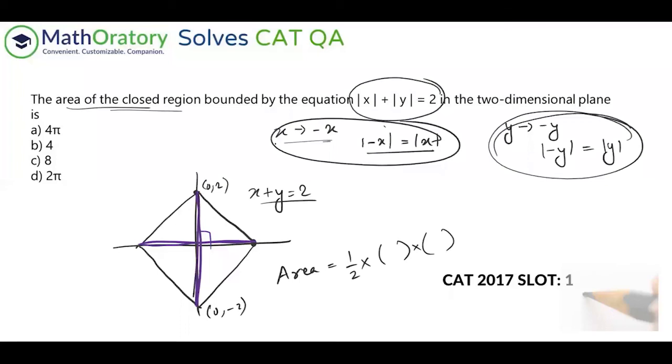So the length of the diagonal is 4. Because this is 4, this is also 4. You can even figure this out. So half into 4 into 4, that is 8 square units. So the answer is option C, 8. I hope that was understood. This is a pretty simple question if you know it.